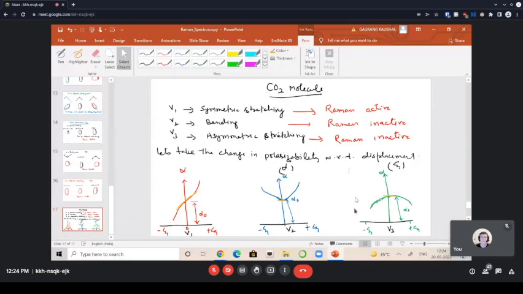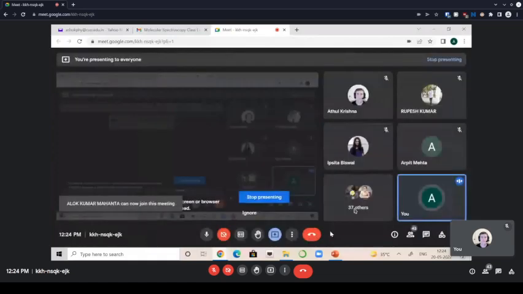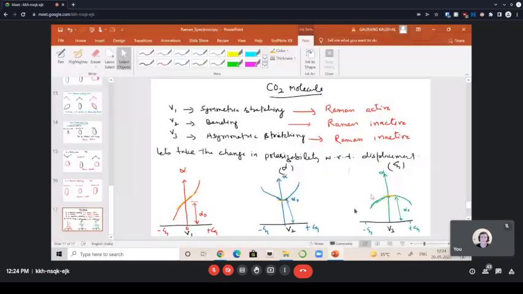So if you find out the slope at zeta equal to 0, we see that in the two modes, the bending mode and asymmetric stretching mode, the slope is very small. And in the case of the first case, there is significant change in the size of the polarizability ellipsoid in both directions, so the slope is going to be large.